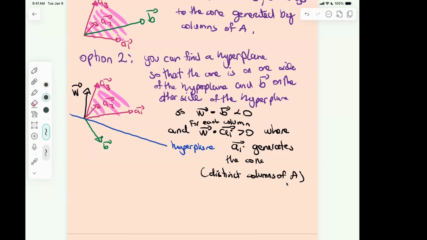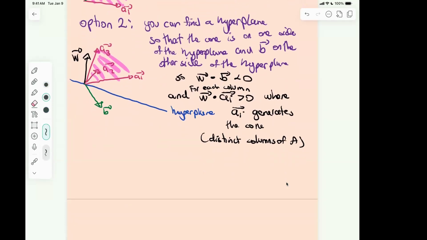Okay, so here's a very cool application of this result. Let me just say here that this is not unique. The hyperplane is not unique.